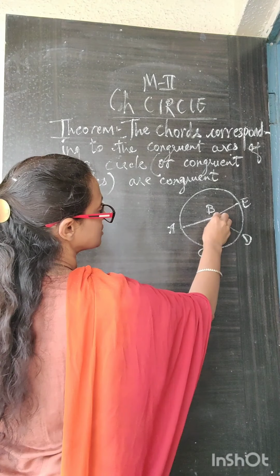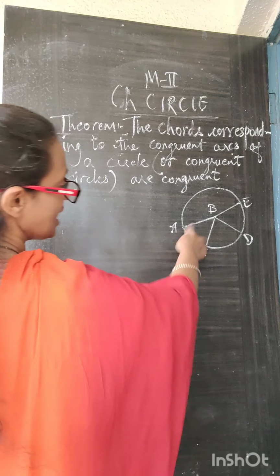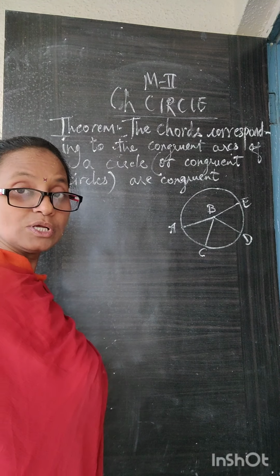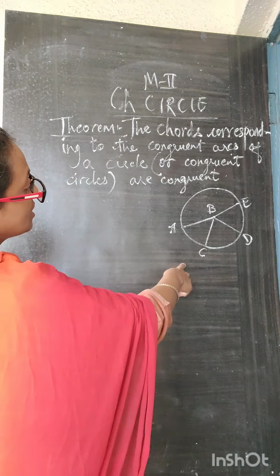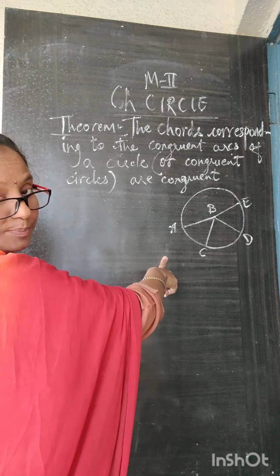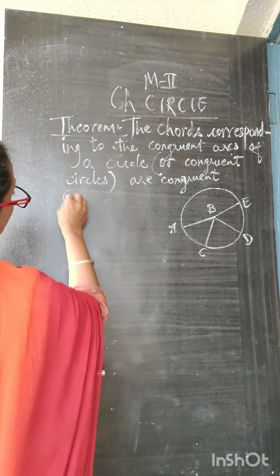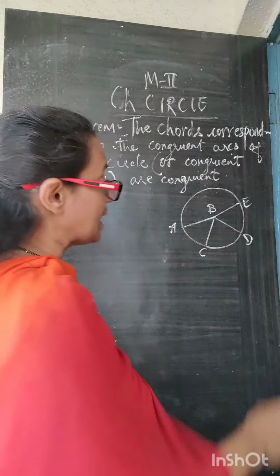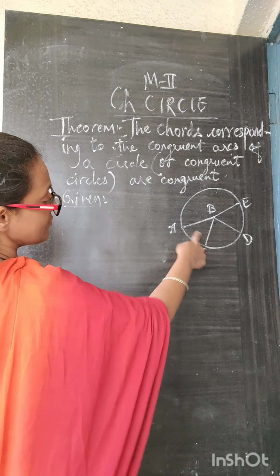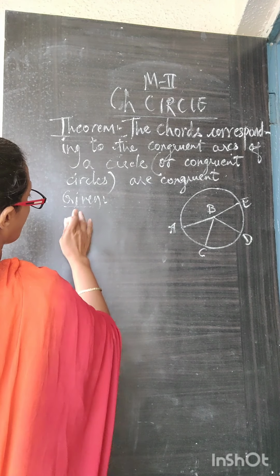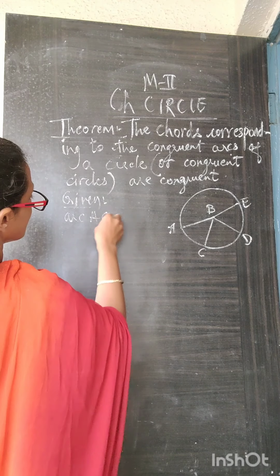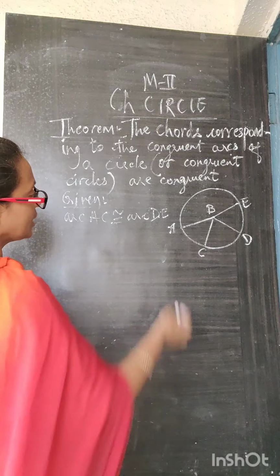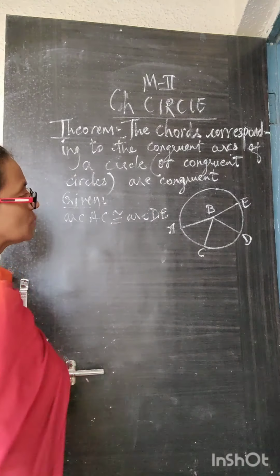B is the center of the circle, and therefore AB and BC will be the radii. BE and BD also will be the radii of the same circle. So this is the figure we are drawing, which has the given thing in the statement. Given thing is congruent arc. So we will write down the given from the figure and from the statement, right? We are talking about congruent arcs given. So here, which are the congruent arcs? Arc AC is congruent to arc DE. Okay, these are the congruent arcs given to us.